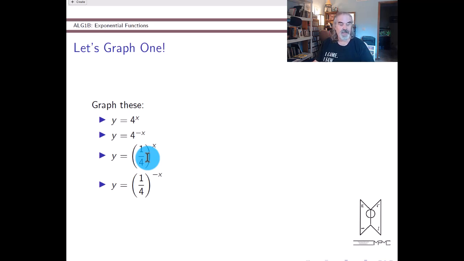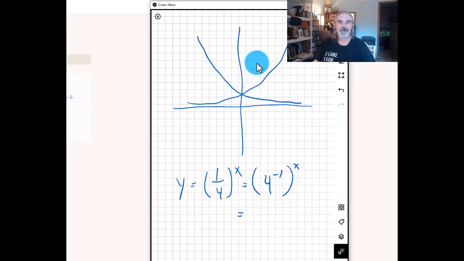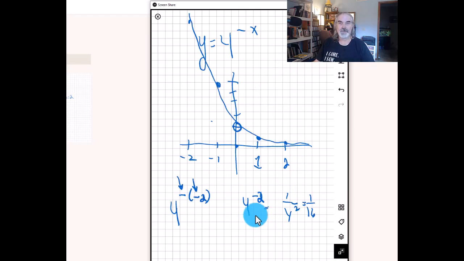We can combine these 2. I'm not even showing you the screen, am I? Here we go. Here were the similar graphs. Okay, now here we are. I'm showing you y equals 1/4 to the x, which is the same thing as 4 to the -1 to the x. And then we can mush those exponents together to give us 4 to the -x. Well, we already drew that. That was this one.